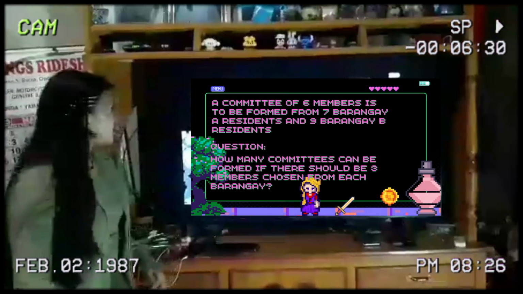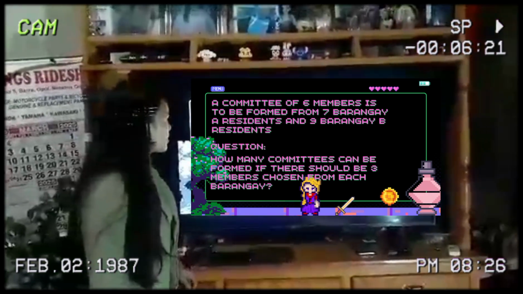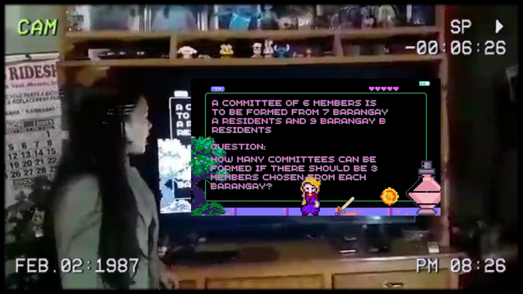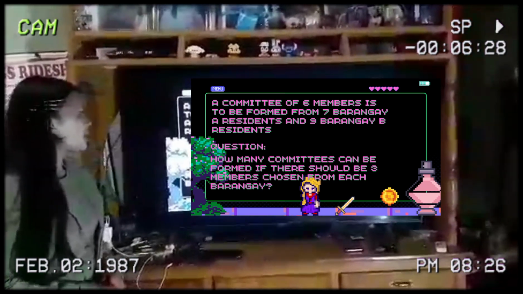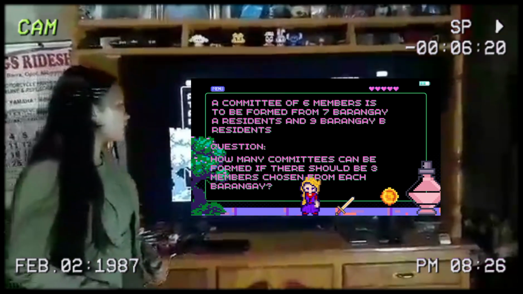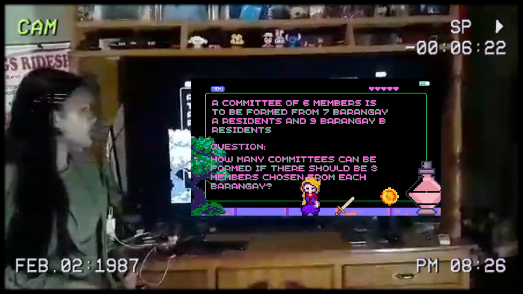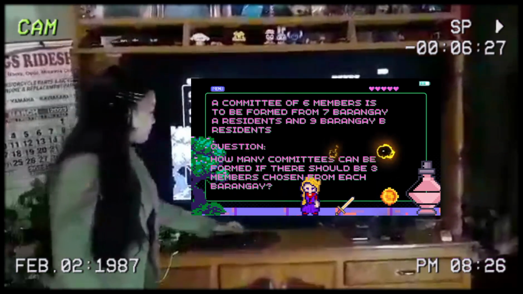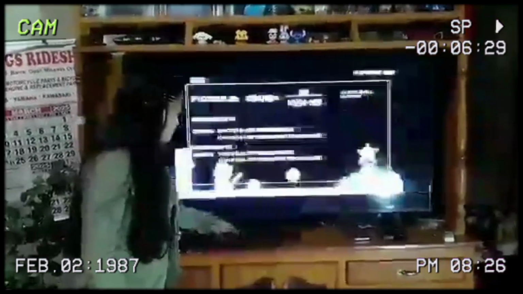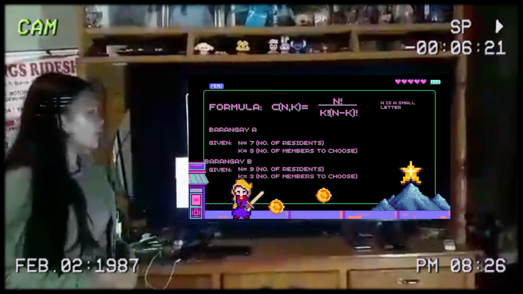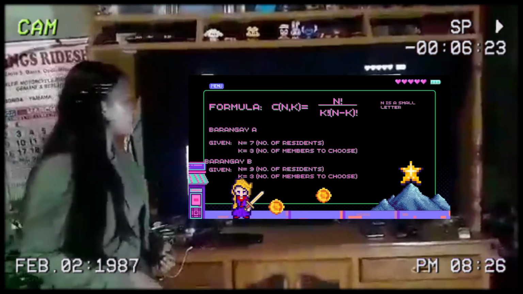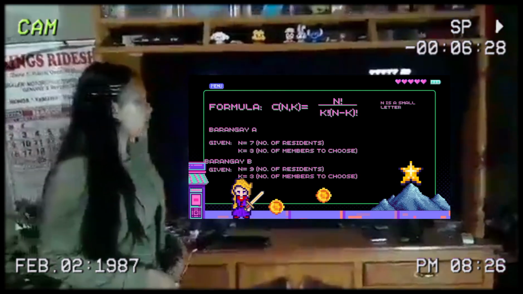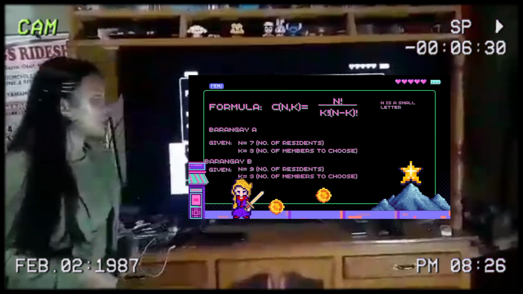So our question is, a community of 6 members is to be formed from 7 barangay A residents and 9 barangay B residents. How many communities can be formed if there should be 3 members chosen from each barangay? To solve our problem, let us use the formula C of n and k is equal to n factorial over k factorial times n minus k factorial.